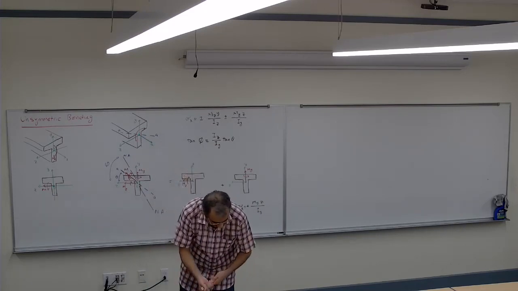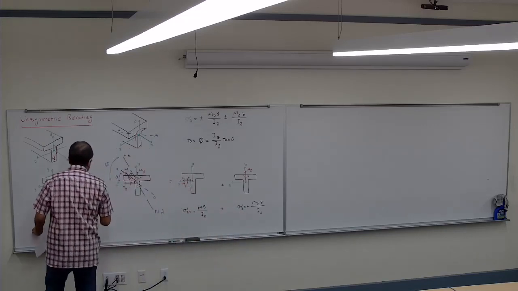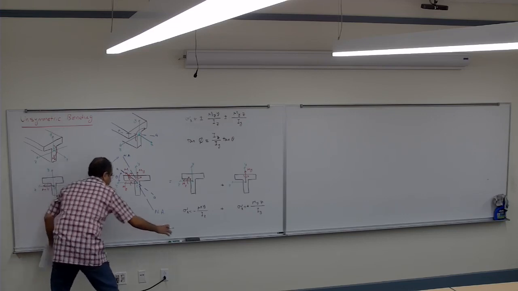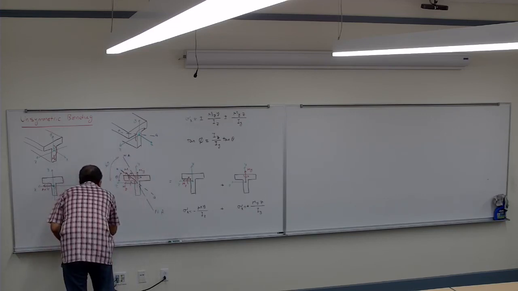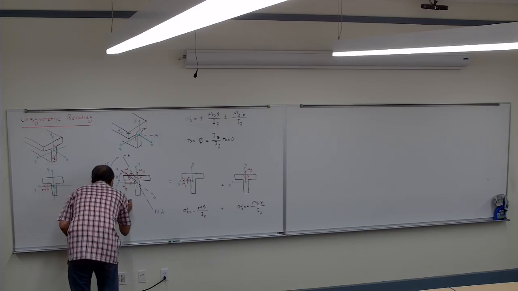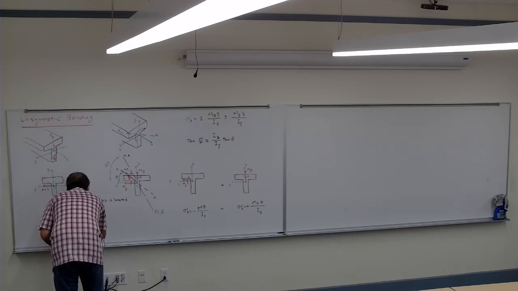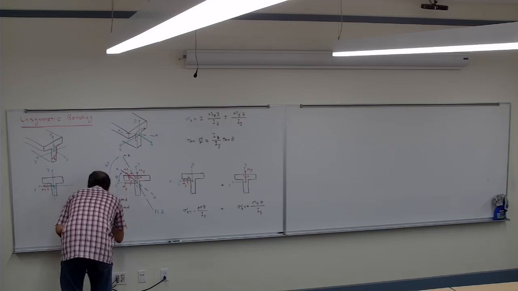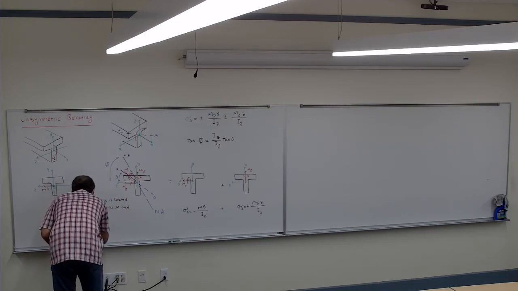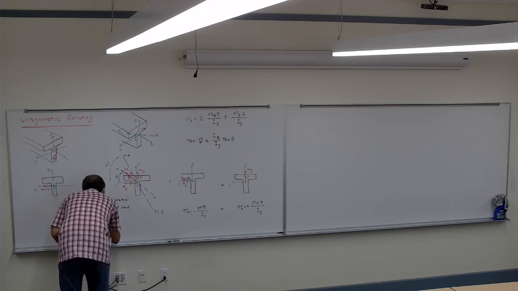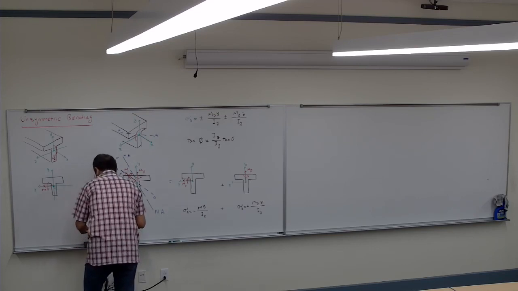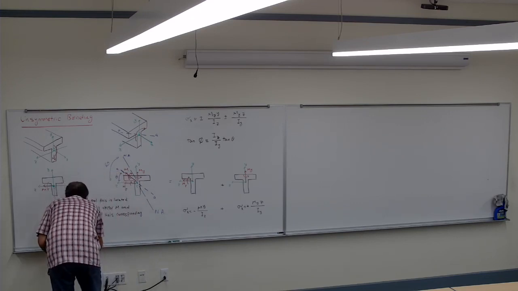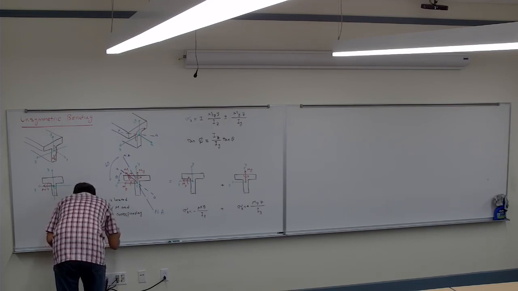Remember that the neutral axis is located between vector M. I'm gonna write it here. Neutral axis is located between vector M and the principal axis corresponding to the minimum moment of inertia.